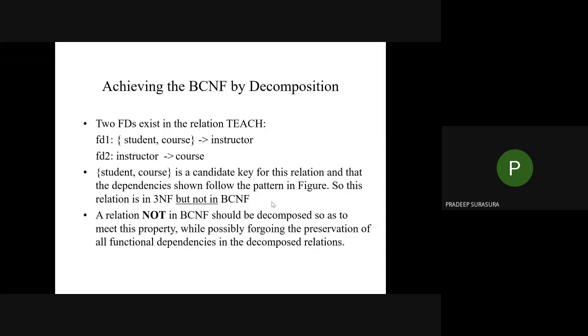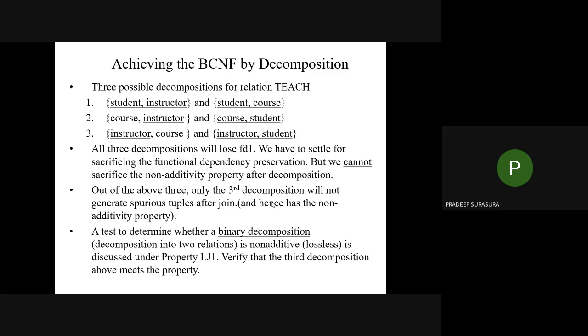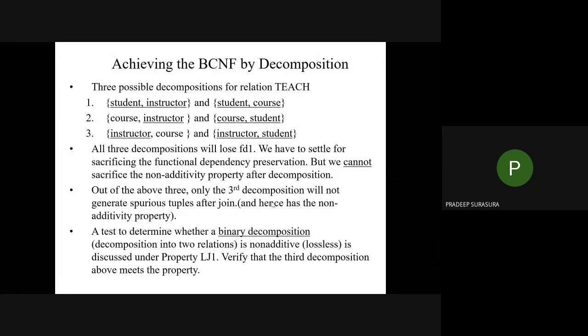FD2 may satisfy 3NF but may not satisfy BCNF. So we will try to break like this: student-instructor, student-course, course-instructor and course-student. There are three possible decompositions; you can decompose in these three methods. Anyhow you can break like this. You can break one table into any of these three forms, and all three will be correct. Any questions? Any questions before we close?